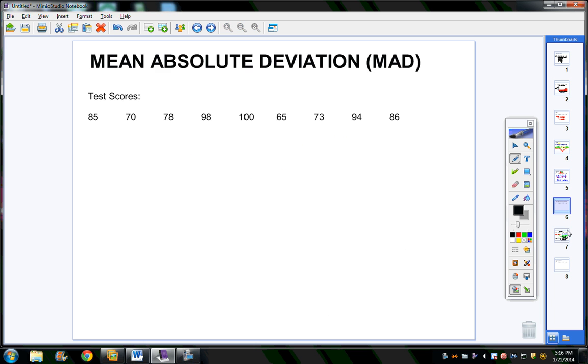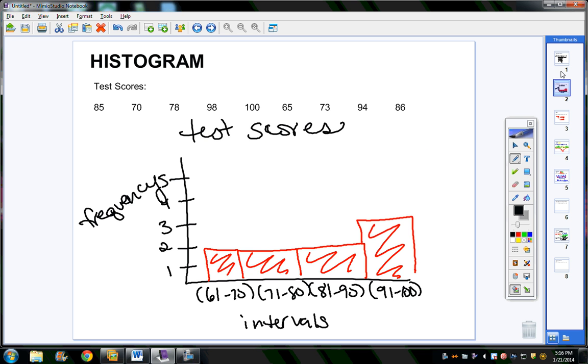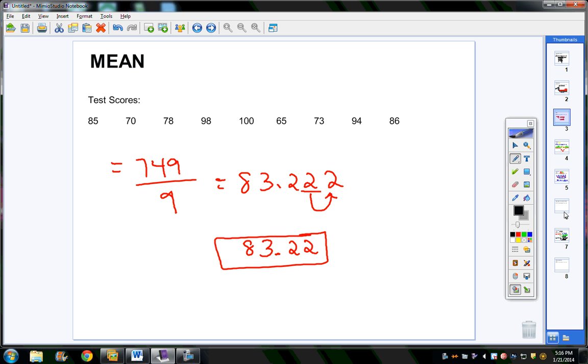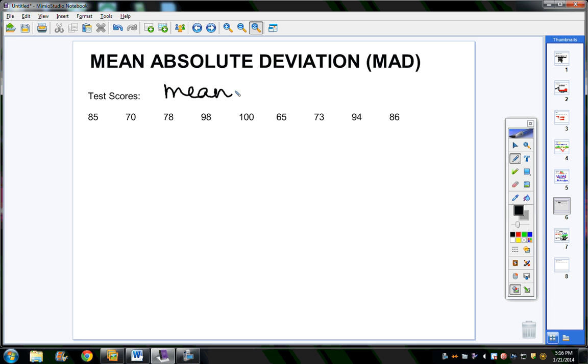The next thing we're going to talk about is mean absolute deviation, which we call MAD. And so we already calculated that the mean was 83.22. So for MAD, what we do is we have to find the difference between the original score and the mean. And it's a distance. It's the absolute value. You don't have negative distance. So when I say 85 minus 83.22, I get 1.78.